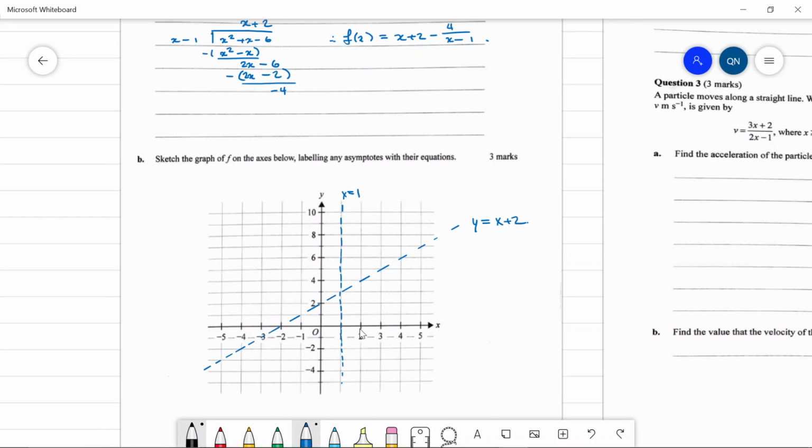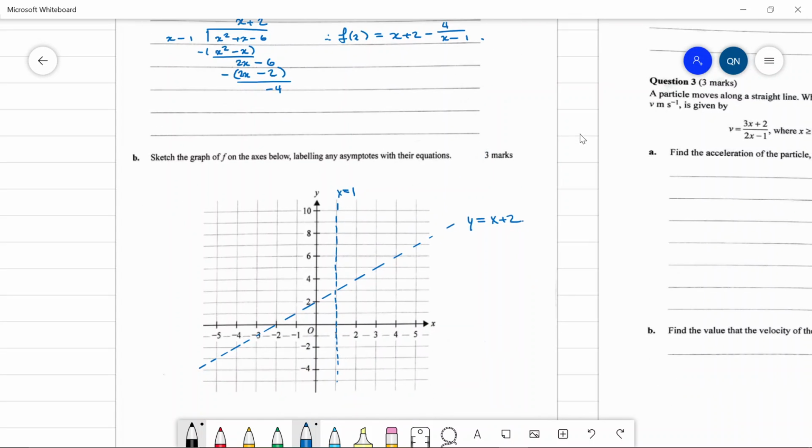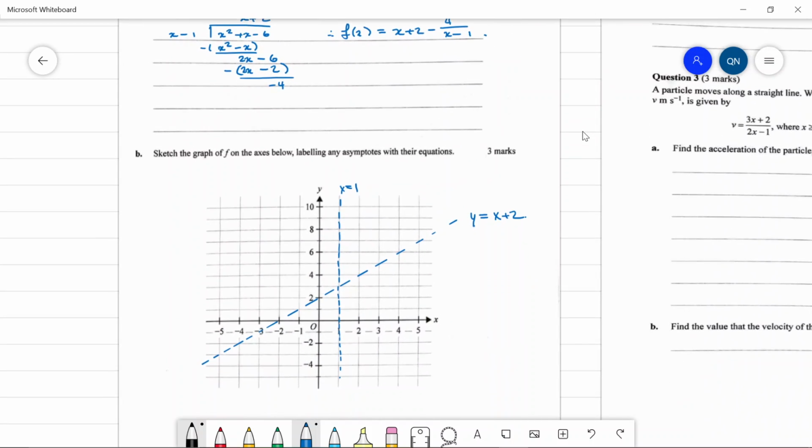They're not telling us to find intercepts though, but I'll probably find them anyways, just so I have some guide as to how to put my function through. So what's the y-intercept? Well, it's going to be f of 0, but what's f of 0 going to be? F of 0 is just going to be 0 plus 2, which is 2, minus 4, over 0 minus 1, which is negative 1, so that's just going to be 6. Okay, so we have vertical intercept at 6, and the x-intercept.